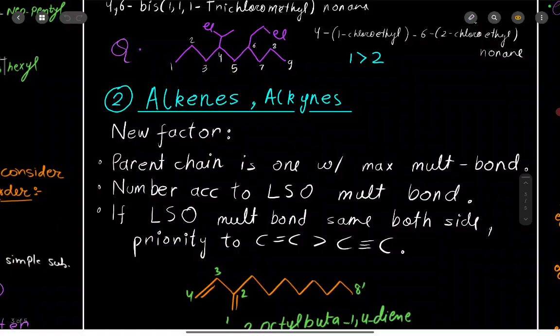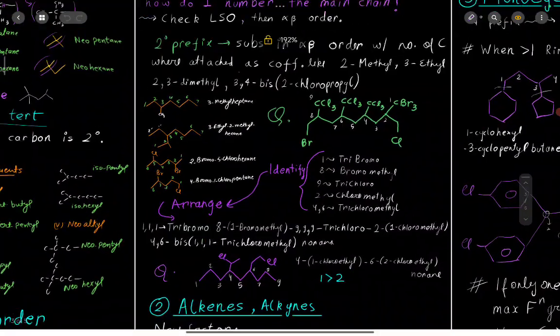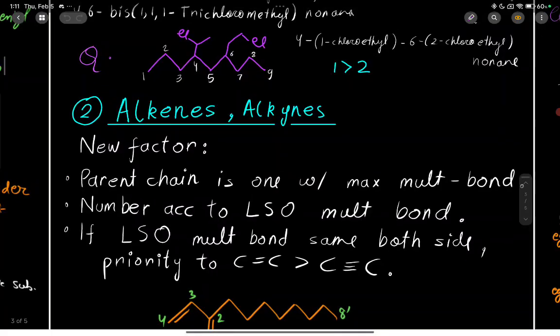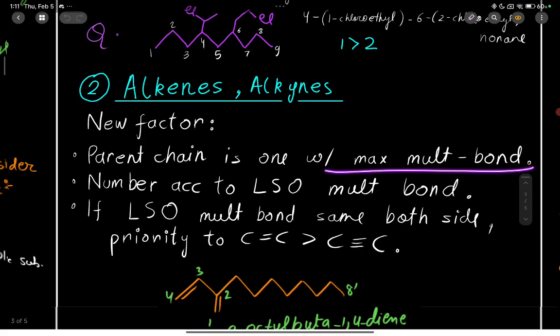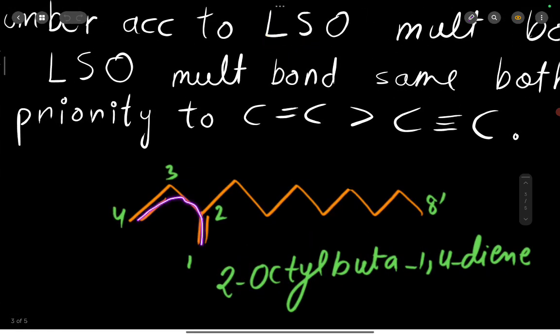Now let's look at how to name alkenes and alkynes. Now there is a new factor. You will no longer look at the number of carbon atoms first. What you will do is select the parent chain which has the maximum number of multiple bonds covered. For example, here this is the longest chain, but we don't care. We will pick the one which has maximum double bonds. And now that we have picked the one with maximum number of double bonds, we can select which way to number it. This way or this way.